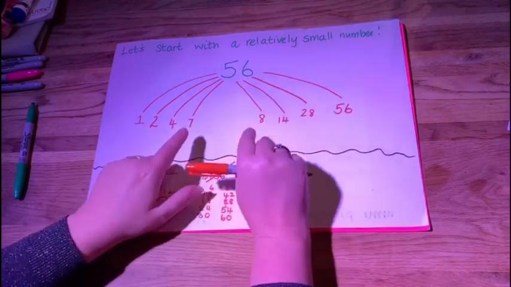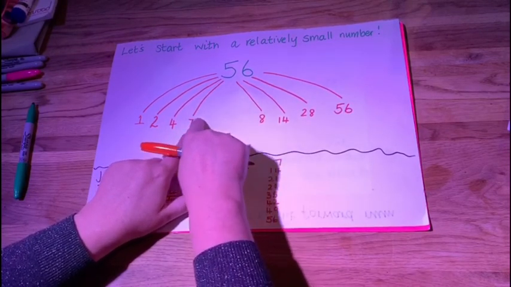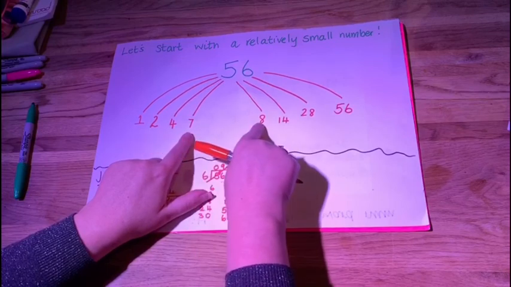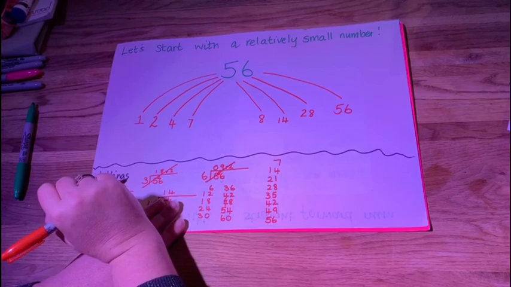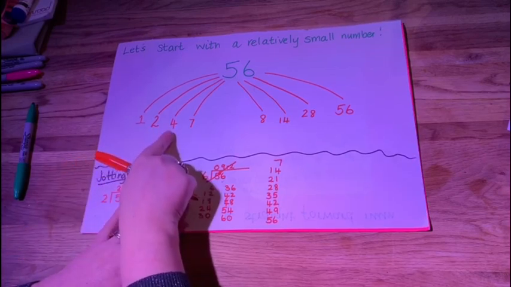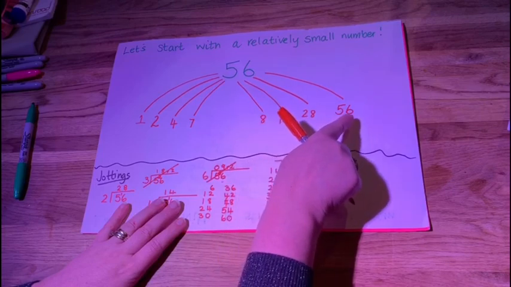Now, what's nice about this number is these two numbers have met in the middle. There's no more consecutive whole numbers between 7 and 8. So we now know the factors of 56 are 1, 2, 4, 7, 8, 14, 28 and 56.